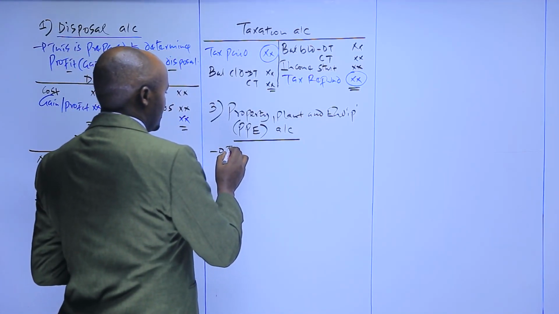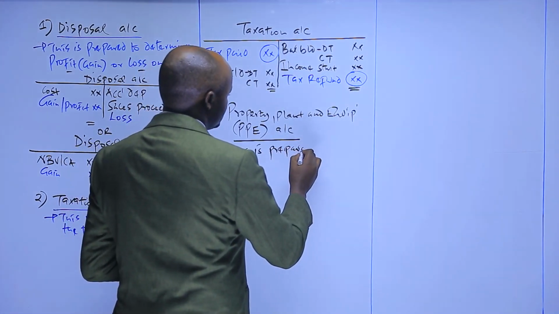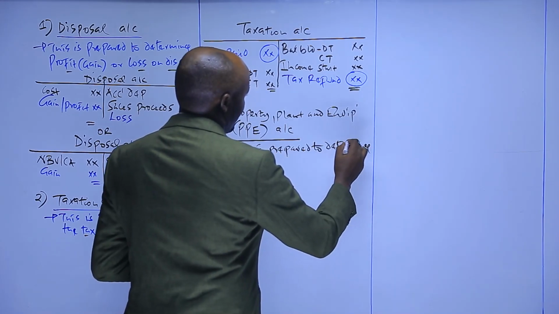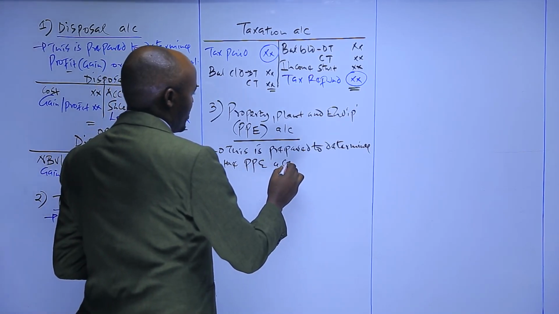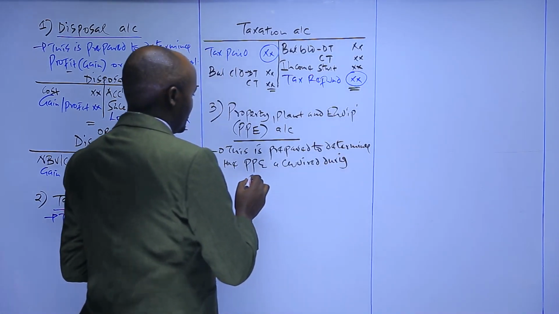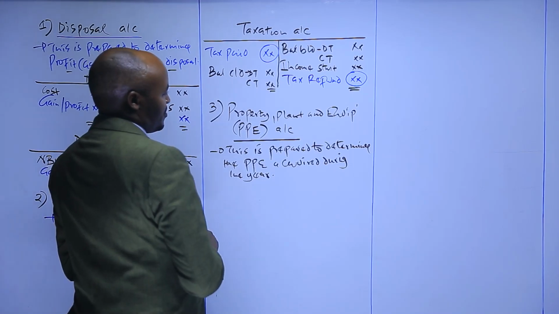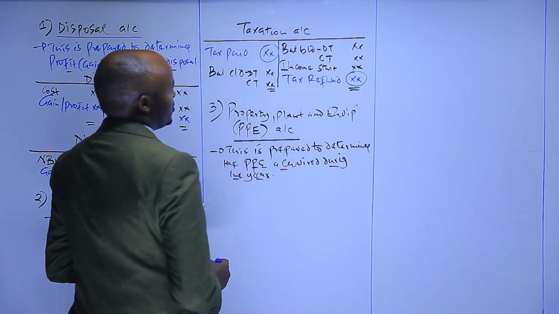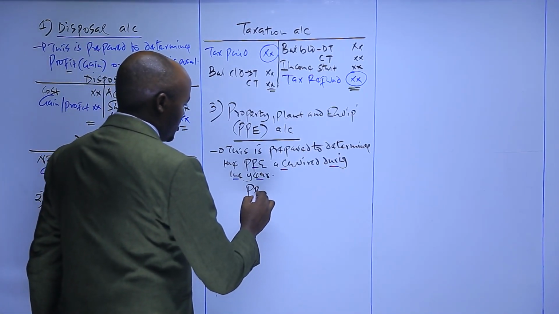The PPE account to determine the PPE which were acquired. So therefore, you can say that this is prepared to determine the PPE acquired during the year. Prepared to determine PPE which were acquired during what? During the current year. So how do we prepare this account? The PPE account.